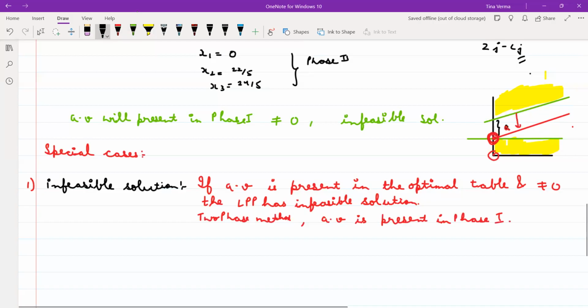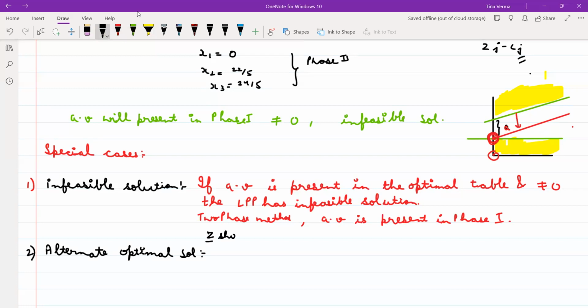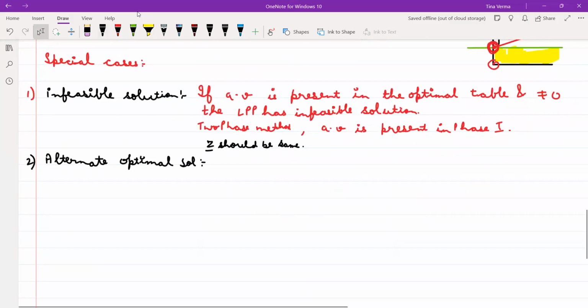Next, we have discussed the alternate optimal solution. If you remember, the solution is occurring, but it is giving me the same value. That means the objective value should be the same. My Z should be the same for all the optimal solutions. We have seen in the graphical method that we obtained an alternate optimal solution. So how do you check for an alternate optimal solution in your simplex iteration?